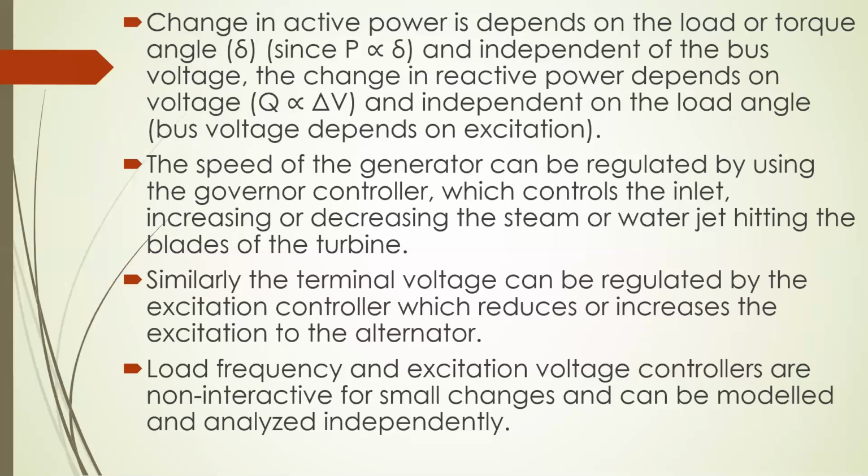In a similar way, the terminal voltage can also be regulated by using excitation controllers, which reduce or increase the excitation to the alternator. Because it is a synchronous generating station, synchronous generators do not start automatically, so they have to be provided with starting methods. One of the starting methods is DC excitation. This DC excitation control can be done with automatic excitation controllers. Load frequency and excitation voltage controllers are non-interactive for small changes.